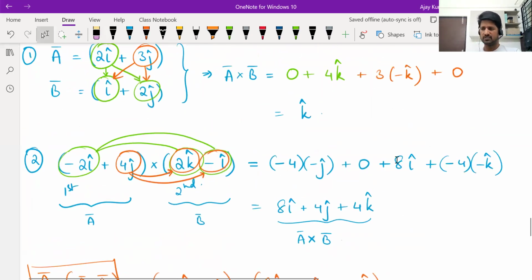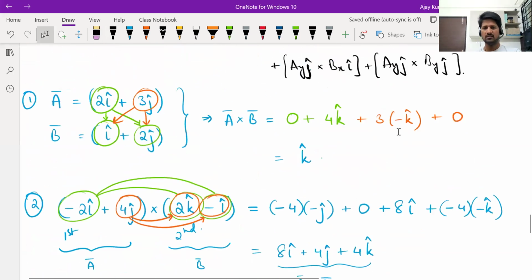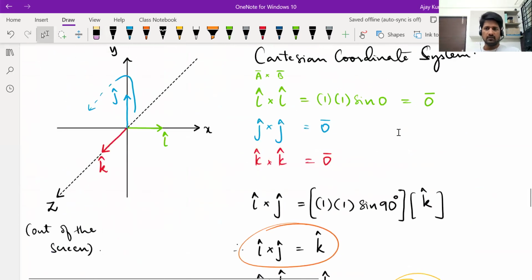And as far as physics at your level is concerned, you will only have vectors with 2 components. Even if you have 3 components, this procedure will work. Okay. Every component of the first vector, take cross product with every component of the second vector. You can write off the cross product. Okay. Fine.